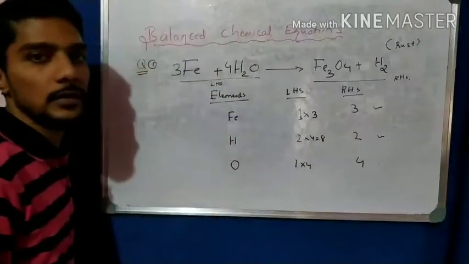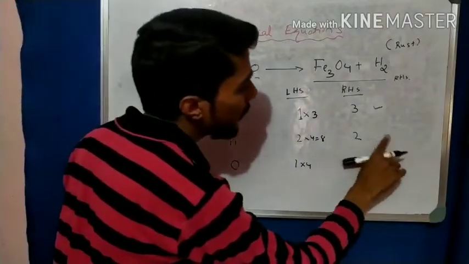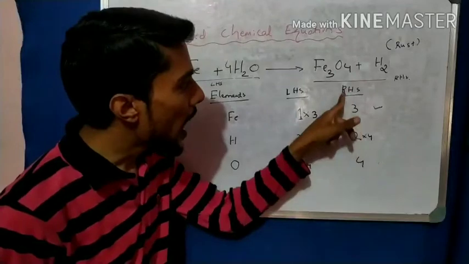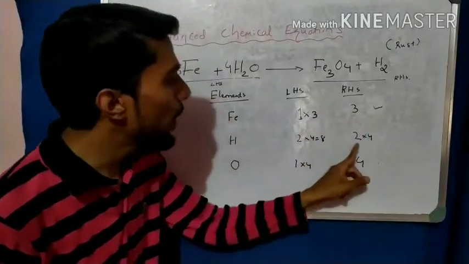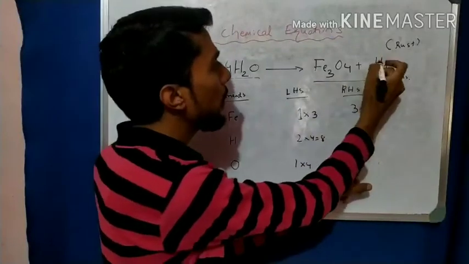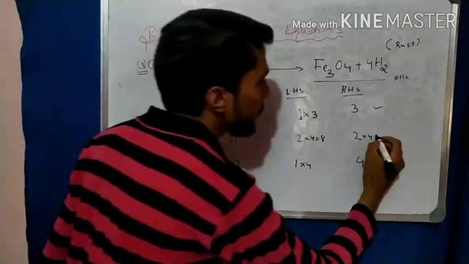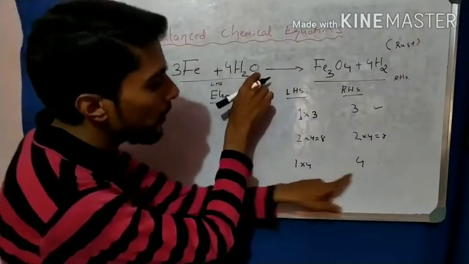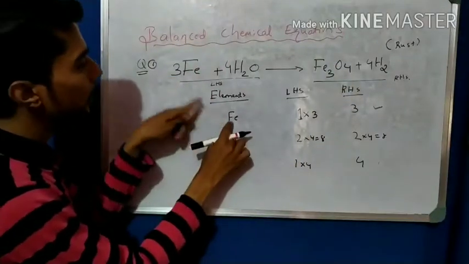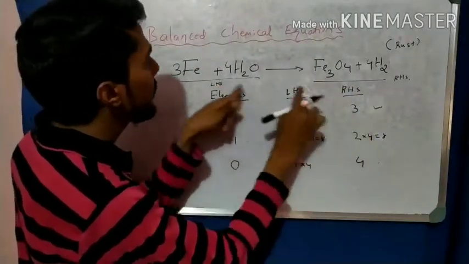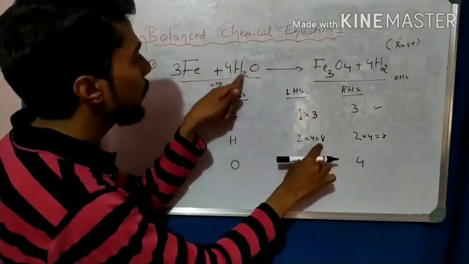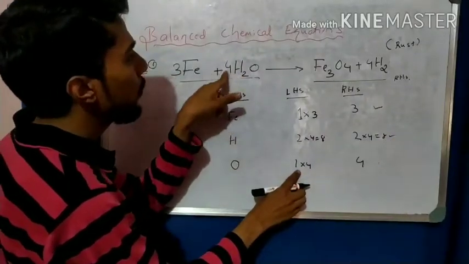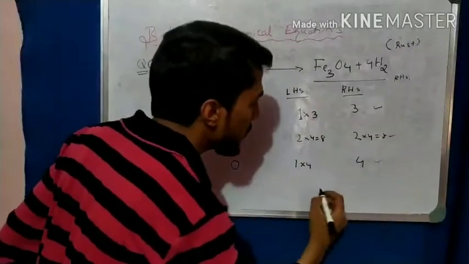Hydrogen is disturbed. Here it is 2, so to make it 8, we multiply by 4 on the RHS side. Hydrogen on the RHS side is multiplied with the number 4, so it is 8. Now check O is 4, and 4 into O is 4, so O is 4. Check again Fe3, correct. Hydrogen 8, 4 into 2 is 8, and here also 8 hydrogen. This is balanced, and then oxygen 4.